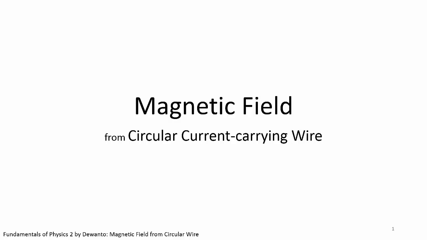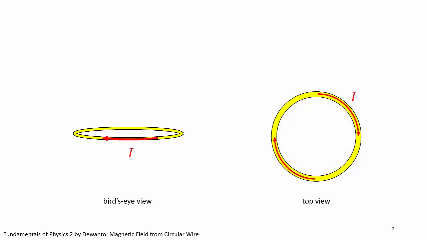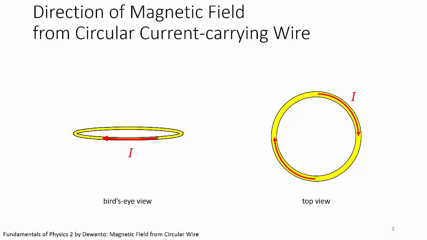The last lecture discussed how to compute magnetic field from a straight source current. This lecture will discuss how to compute magnetic field from a circular current carrying wire. Let's say the current flows clockwise, so from the top view it should look like this. How shall we then visualize the magnetic field produced by this circular source current?